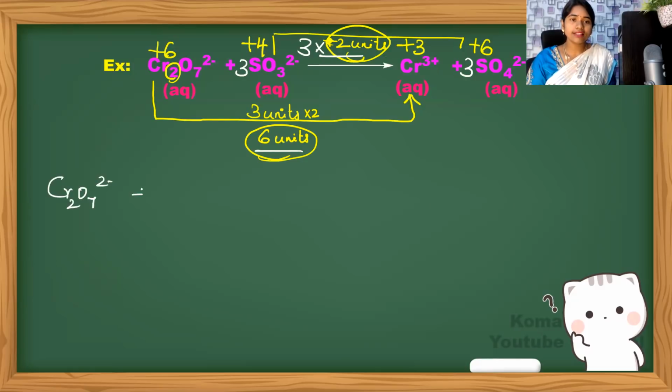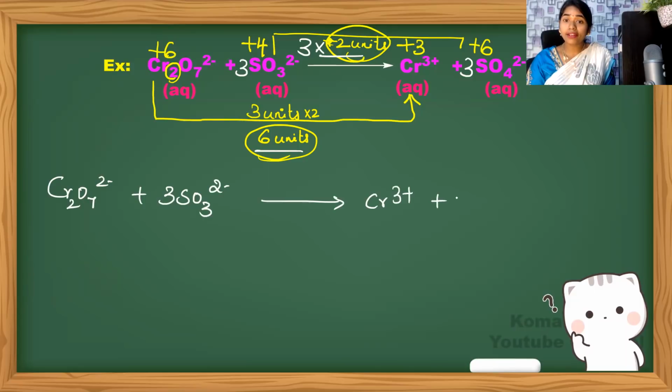Cr2O7 2- plus 3SO3 2-, and what I'm going to do is balance the number of atoms, but other than which atoms? Other than oxygen and hydrogen. So here I'm having 2 chromium, so I'll put a 2 for chromium. Other than chromium, sulfur is 3 and 3, which is already balanced. So I'm not going to do anything now.